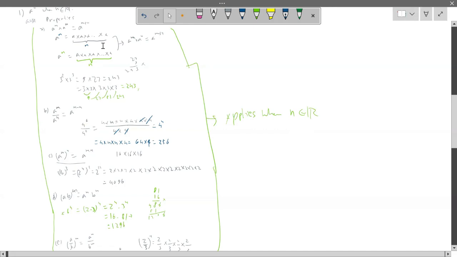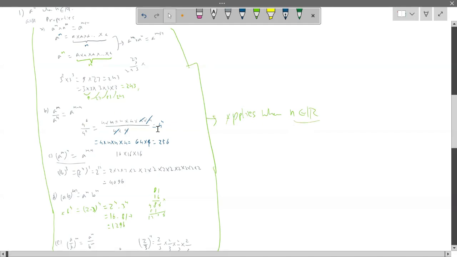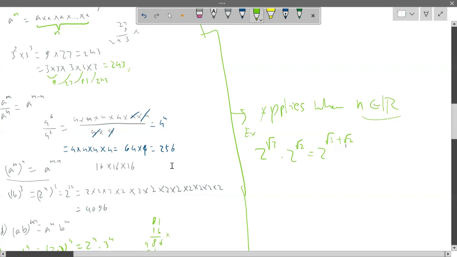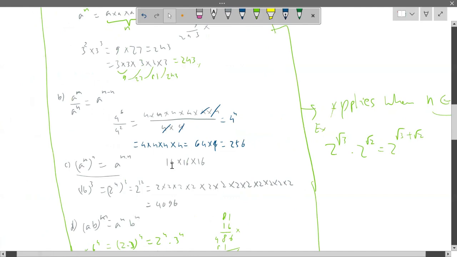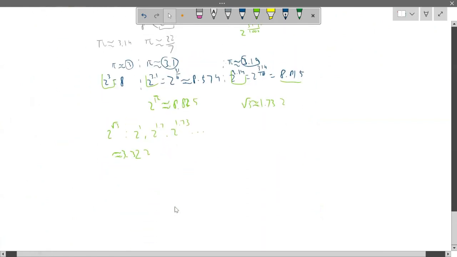But for the time being, we're going to accept the fact that they all apply in general. So if you want to calculate, for instance, 2 to the power of square root 3 times 2 to the power of square root 2, this is actually the same thing as 2 to the power of square root of 3 plus square root of 2, even though you'll probably need a calculator to calculate those things. It's a bit of a completeness, really.